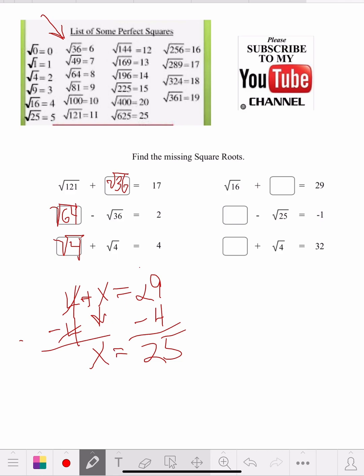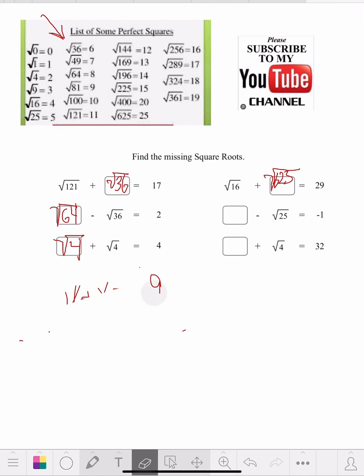We look up there. What's 25? It looks like the square root of 625. So it's the square root of 625, and that's what goes in there. That was it. This isn't bad. Let's go on to the next one.